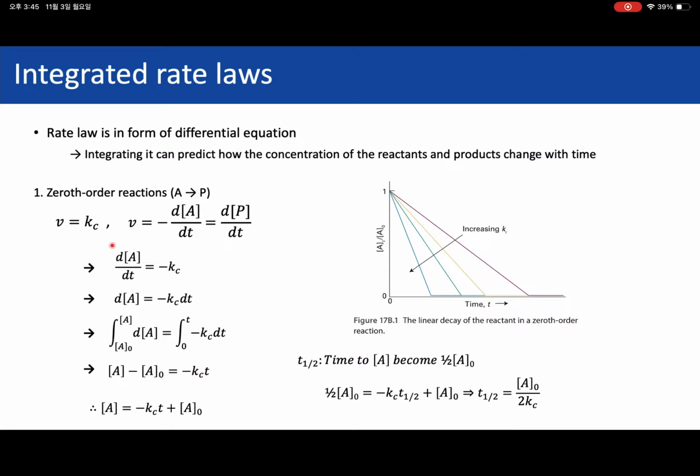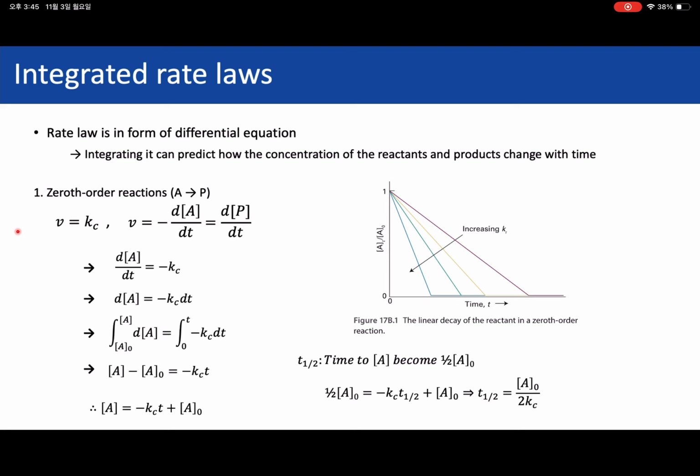So from now it is more like a math class, but I will go one by one. So just follow my instruction. So let's first start from the zeroth order reaction.